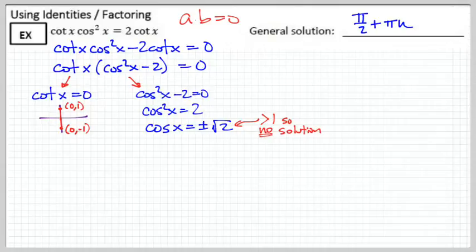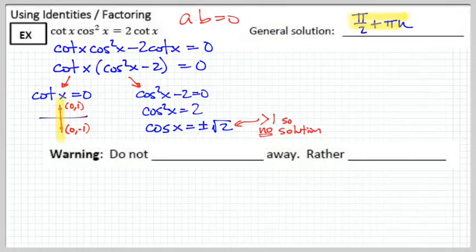So we have a general solution of pi over 2 plus pi n to handle this case here. This is pi over 2. Then we add pi to it to get 3 pi over 2. And then we can add pi to it to get the next value, say 5 pi over 2. So this is our general solution for both of these angles.